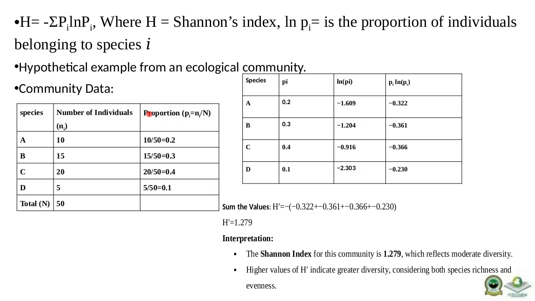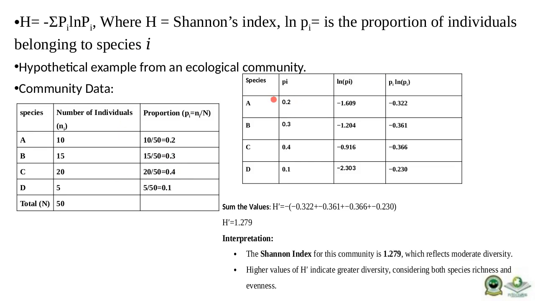Take the example I have here. We have a hypothetical example from an ecological community. We have species A, B, C, D, similar to the one we talked about in the market leaf. A is 10, species B is 15, species C is 20, then D is 5. The total is 50. To get the proportion pi, we have 10 divided by the total number, which is 0.2, then 15 divided by the total number. That gives us pi, the proportion of these individuals in this community.